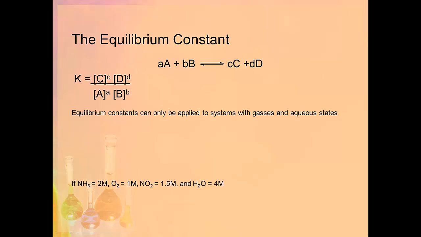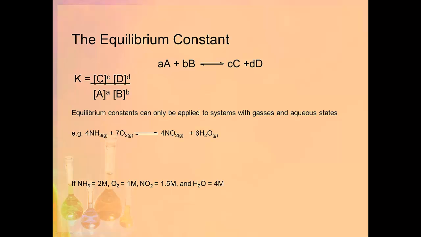So K equals the concentration of C raised to the power of lowercase c. Lowercase c in this case is the coefficient. So if the coefficient is 2, then we'll square it. Then we multiply that by the concentration of D raised to the power of lowercase d, and lowercase d is the coefficient again, divided by the concentration of A raised to the power of lowercase a, which is the coefficient, multiplied by the concentration of B raised to lowercase b, which is the coefficient. So, let's have a look at an example.